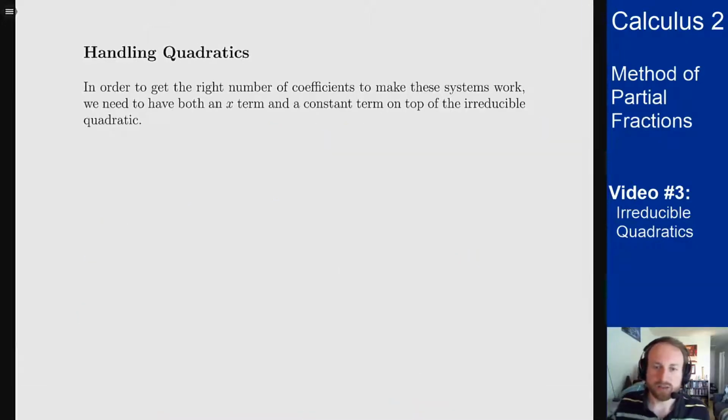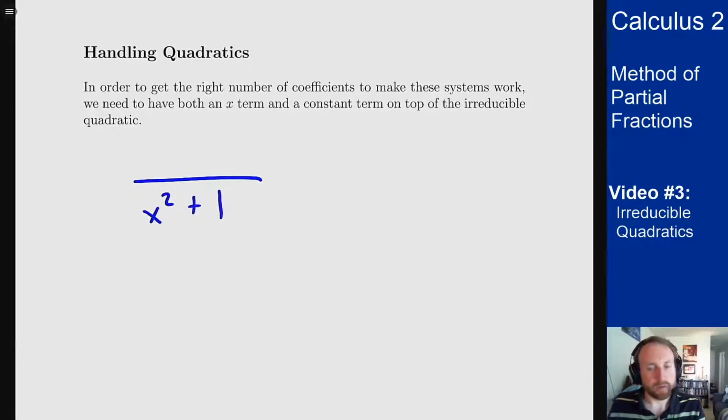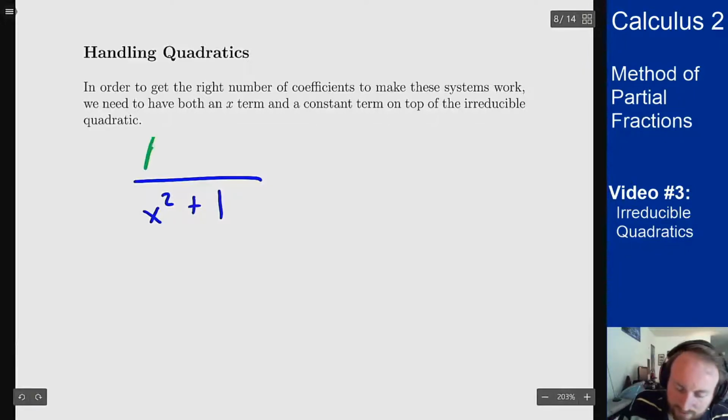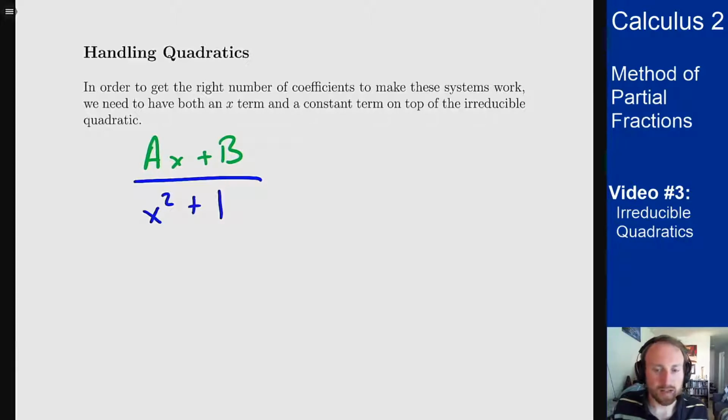So how do we handle quadratics? The main thing to think about is we're going to have terms of the form something like x squared plus 1 in the denominator. The idea last time, and with all this stuff, has been that the degree on top has to be less than the degree on the bottom. If I have a bottom of x squared plus 1, that's degree 2, which means my top can be at most degree 1, so something like ax plus b could be on top. It turns out I need both of these coefficients to make sure I have the right number of variables in order to make my expressions line up on both sides of the equation.